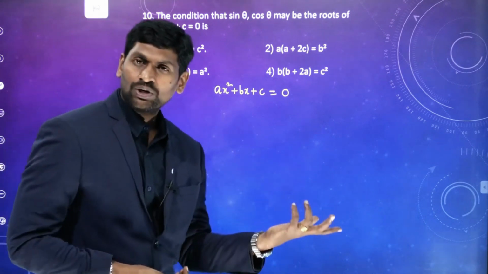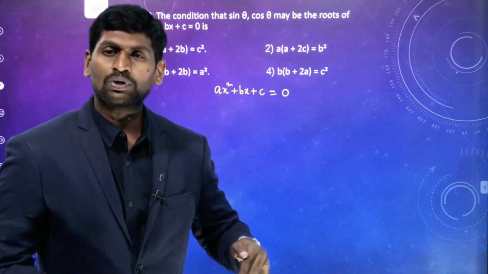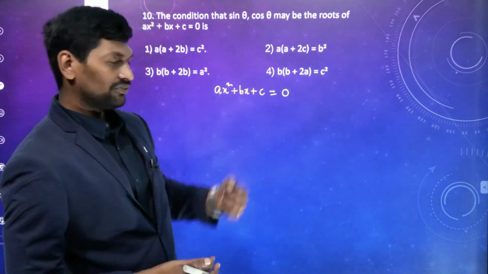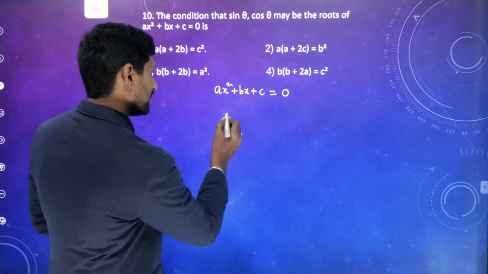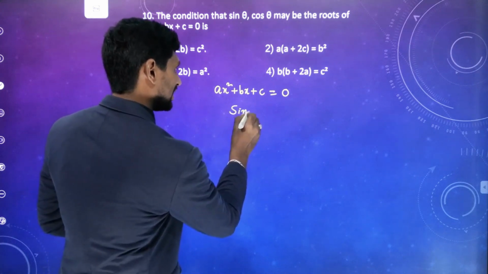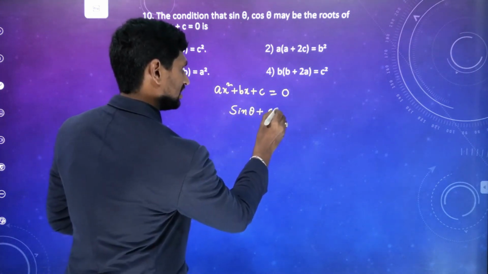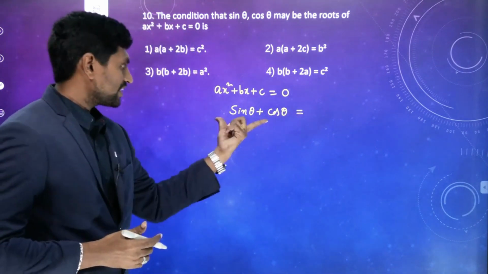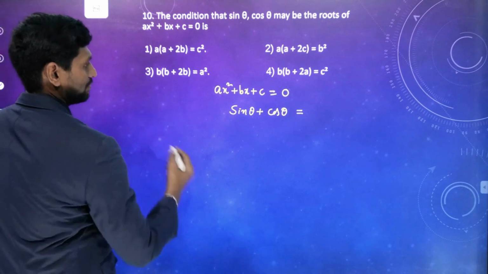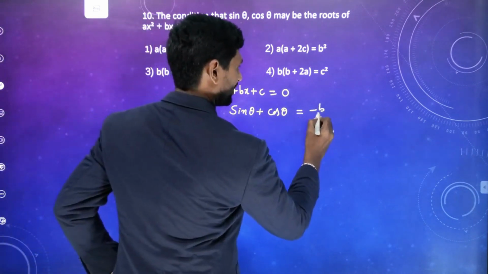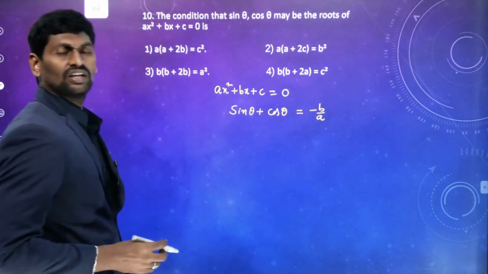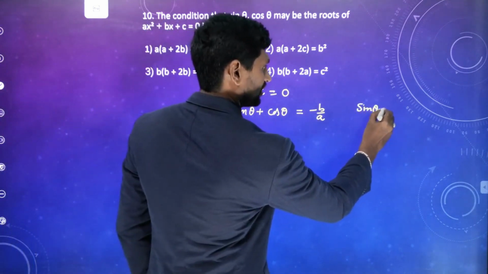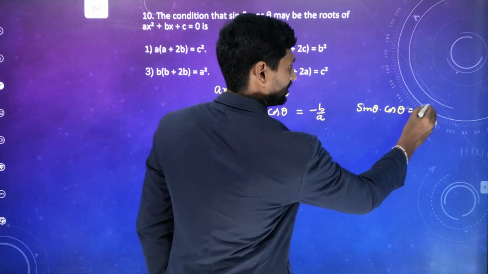So if you already know the roots, we apply the usual process of sum of roots and product of roots, right? Here the condition we should find: sum of roots alpha plus beta is nothing but sin theta plus cos theta equals alpha plus beta. Sum of roots equals minus b by a, general form only, so minus b by a as it is. And product of roots is nothing but sin theta into cos theta, c by a.